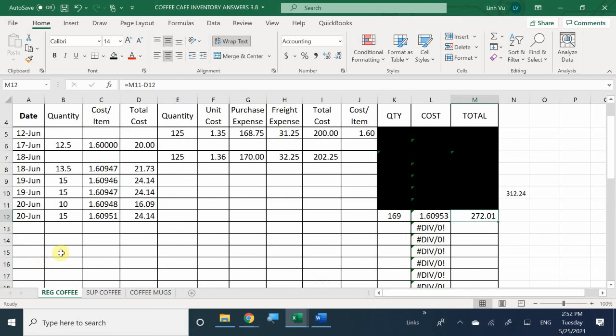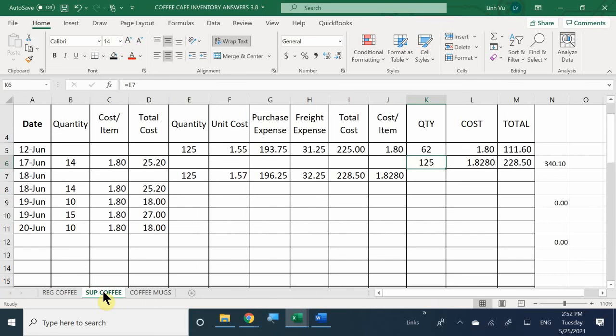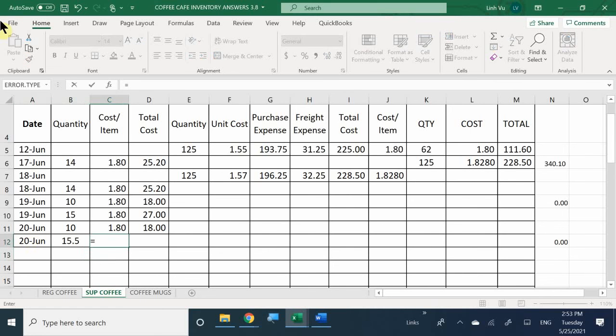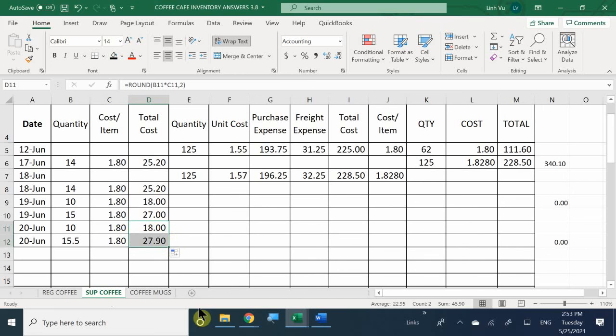Supreme coffee now. Supreme coffee. 6/20 or 20 of Julio. Quantity is going to be 15 pounds and a half, or 15.5. Yep. Cost is going to be 1.80. Cost of 27.90. And then we'll go to our quantity. So it's going to be 62 minus 15.5.